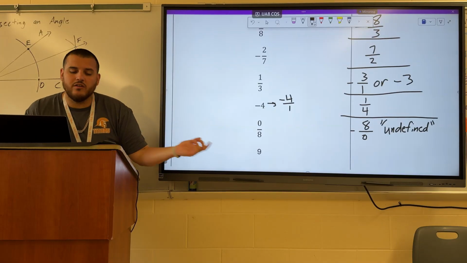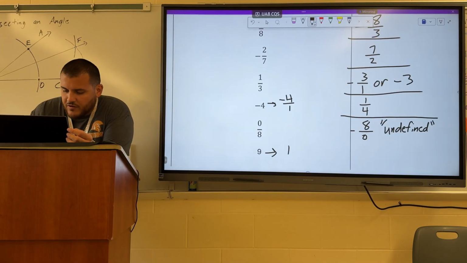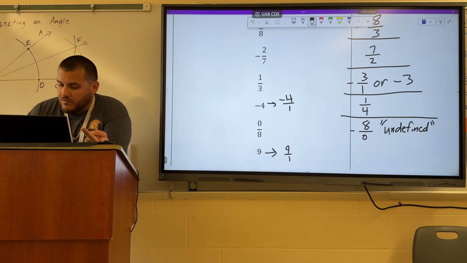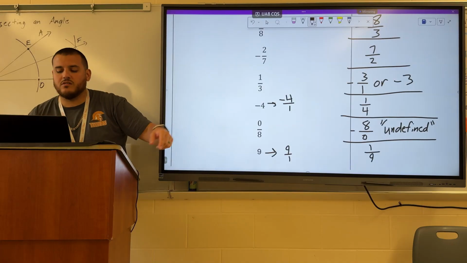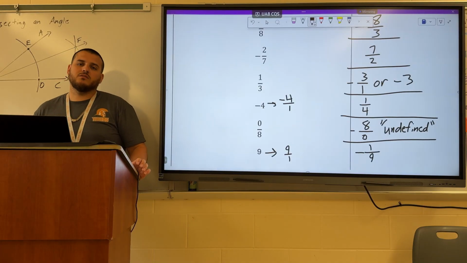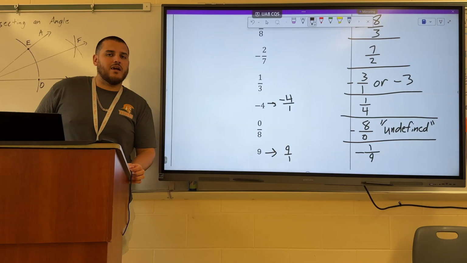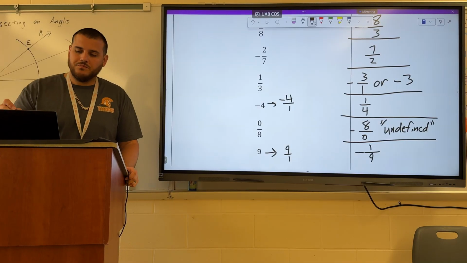And our last one, we have the value of positive 9, which again, to turn that into a fraction, I just put it over 1. Then we flip those, so it becomes 1/9, and we had a positive value here, so the negative reciprocal would be a negative value. So negative 1/9. This is how we find negative reciprocals.